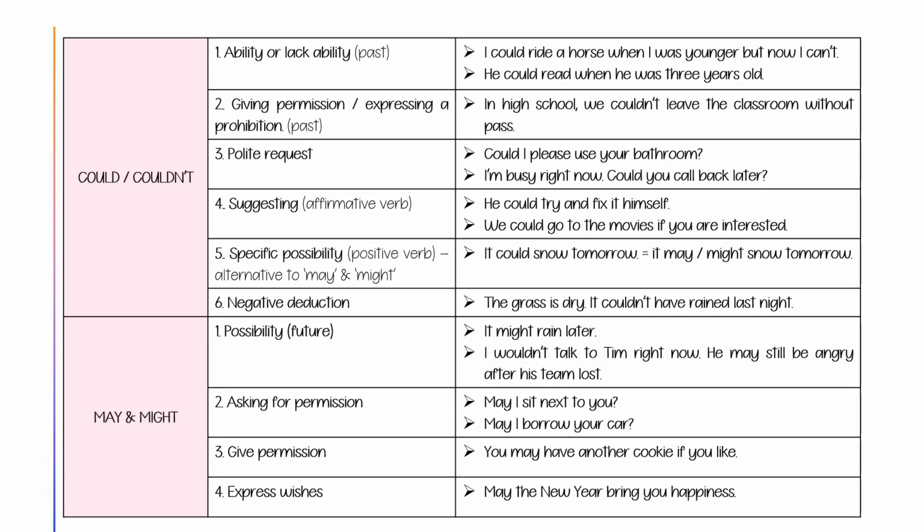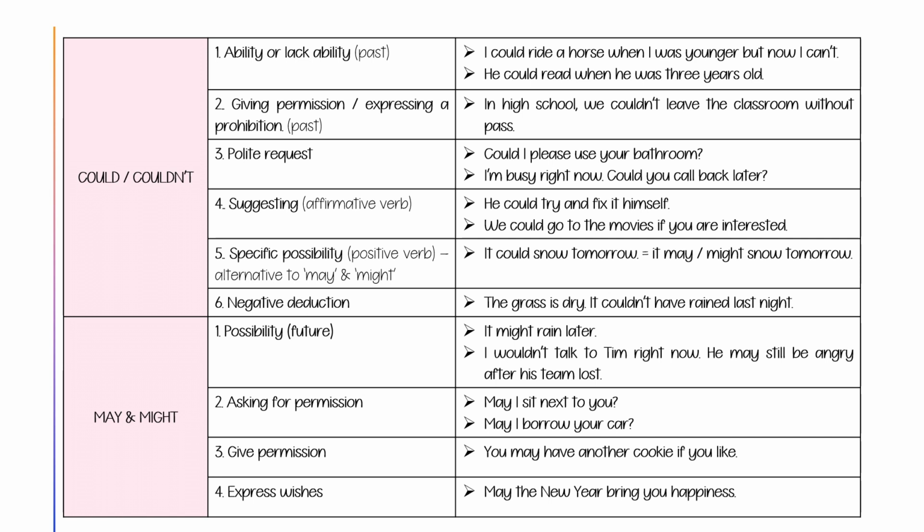For a specific possibility with a positive verb, could can be an alternative to may or might. It could snow tomorrow. It might snow tomorrow. And finally, for a negative deduction: the grass is dry. It couldn't have rained last night.